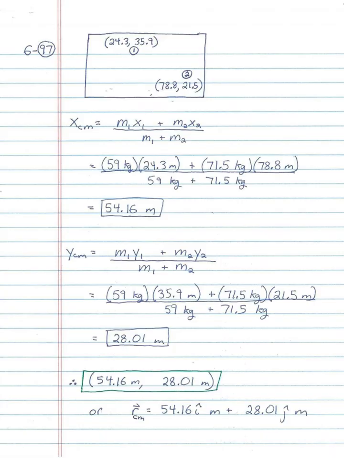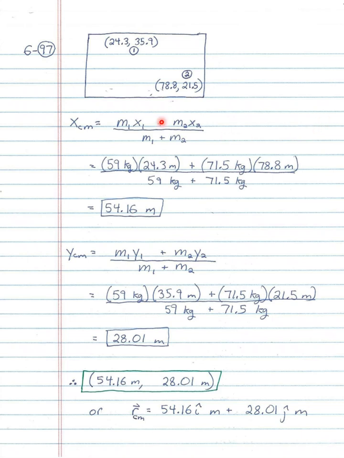Number 97, here's a problem with two-dimensional center of mass with the origin at one corner of a soccer field. There's a 59 kilogram player standing at coordinates 24.3, 35.9, and a 71.5 kilogram player at 78.8 and 21.5. Where's the center of mass of these two players?